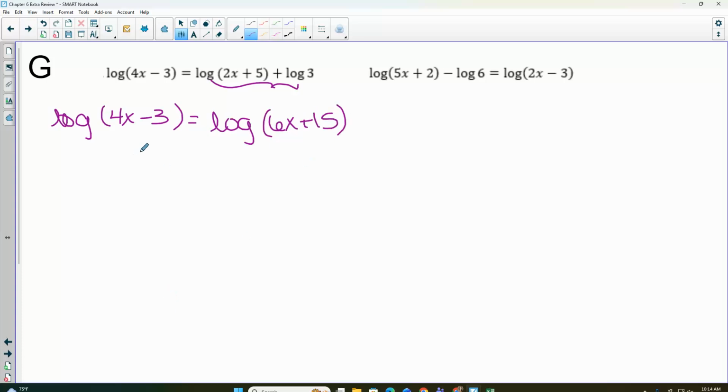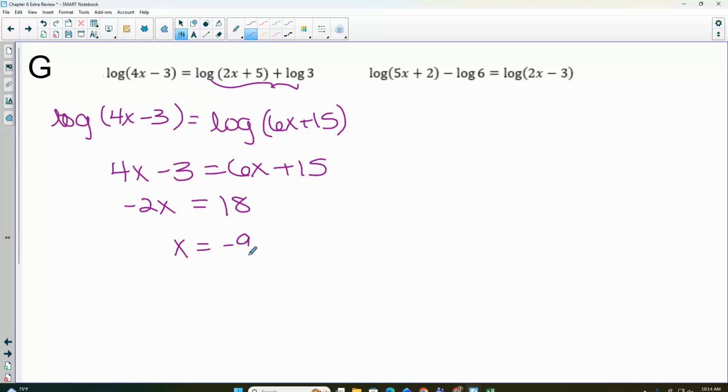Now if there's a log on both sides, what can you do with it? Cancel the logs. Okay, so if I bring over my 6x, bring over my 3, and divide, we get negative 9. But what do we need to do at the end? Check. Can you put in a negative 9? No, we get a negative argument. So what does that mean?